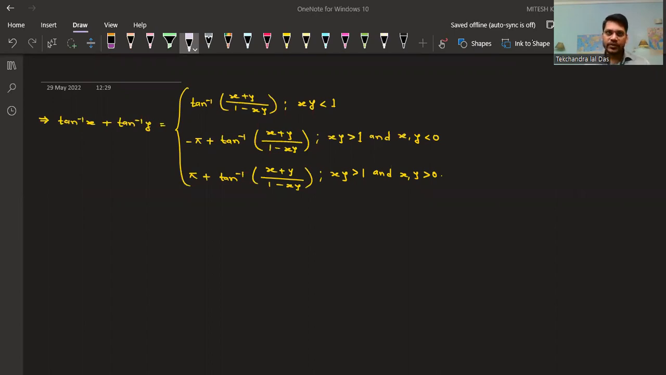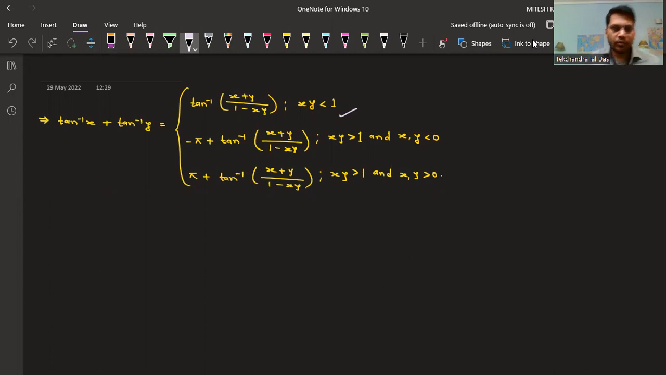Actually, students remember only the first part. See, this part generally students will remember. That is the first part, tan inverse of (x plus y) by (1 minus xy), for xy less than 1. But if you are preparing for IIT, then we should remember all the branches with their conditions and proofs. So let's discuss the proof of this formula.